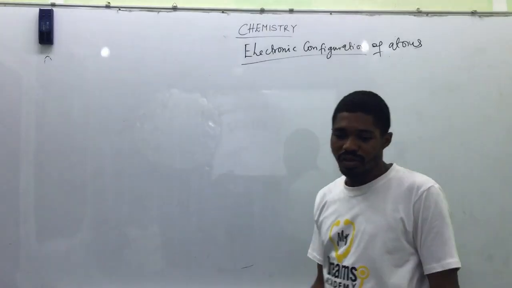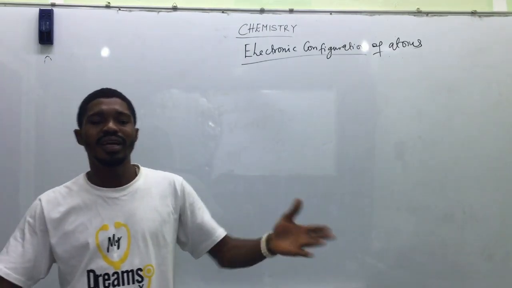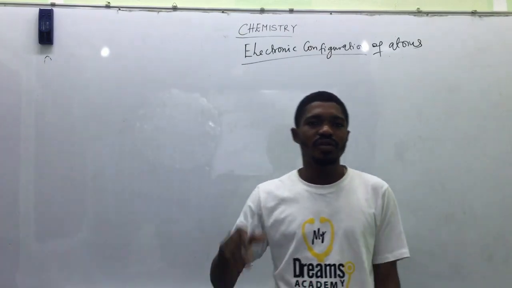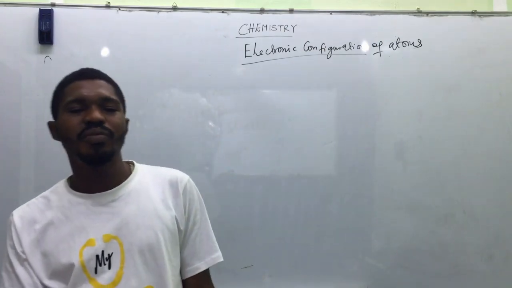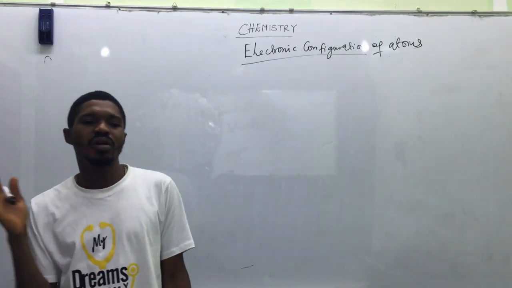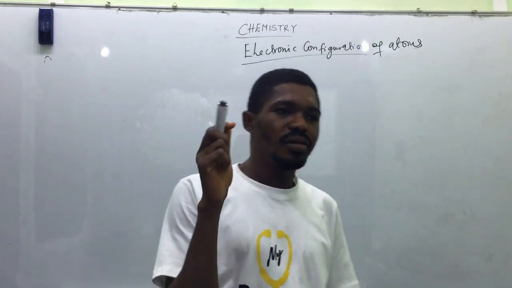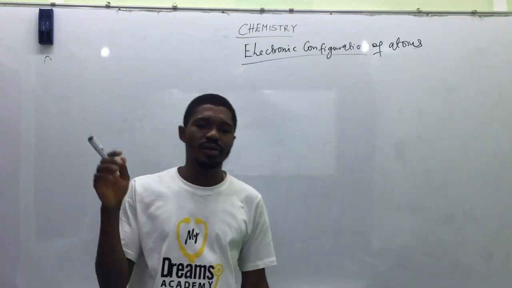Okay. What is electronic configuration? Of course, the word configuration means distribution, arrangement. So electronic configuration of an atom is the process of distributing electrons into the various orbitals, subshells, or shells available in the atom. Now, remember the words I mentioned there: orbitals, subshells, and shells.